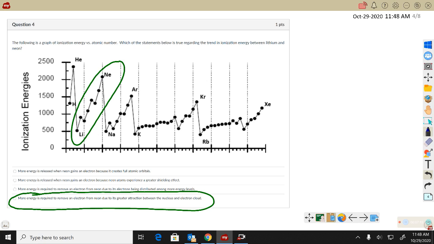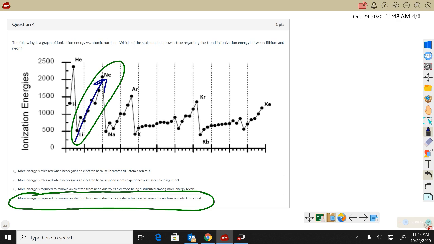Here is a graph of ionization energy versus atomic number. Which of the statements below is true regarding the trend in ionization energy between lithium and neon? I can look at the graph, so I don't have to memorize these trends. Don't feel like you have to memorize the trends, like, okay, if I go down a group, it does this; if I go across a group, it does that. They're telling me the trend. I just have to look at the graph. So if I look at lithium to neon, I see that ionization energy in general increases.